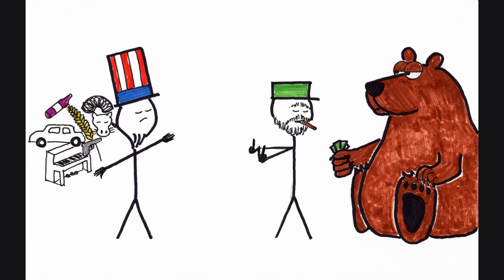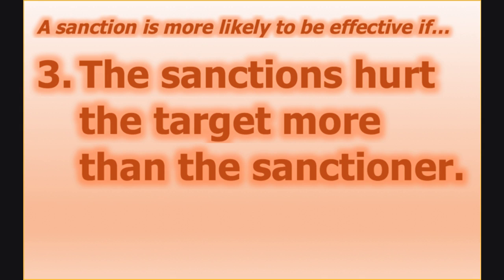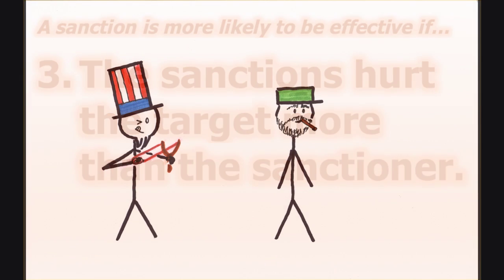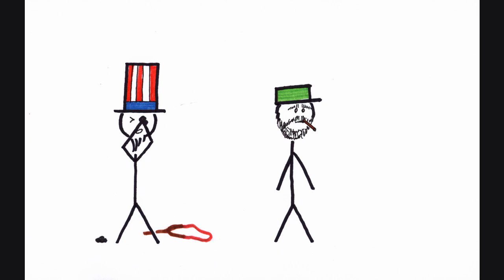There are other factors that affect the likeliness of sanctions to succeed or not succeed. Perhaps you've heard the saying, "This will hurt me more than it hurts you." Well, if that's true, that is, if putting sanctions in place harms the sanctioning country more than the target, then sanctions are unlikely to be as successful.